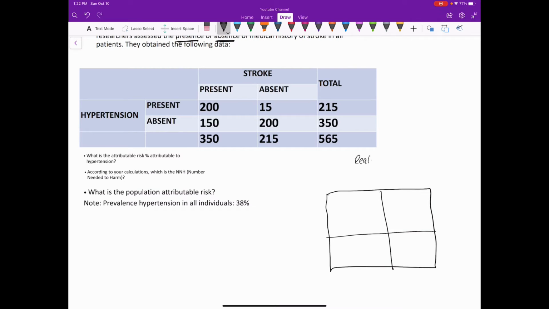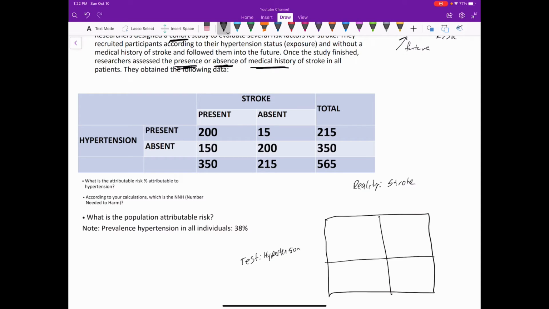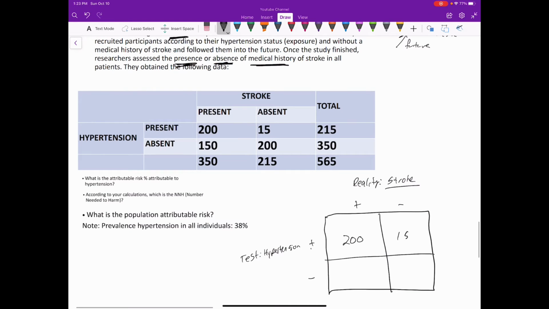So reality up top, what was the reality? A stroke. So we know we have a stroke. And the test, well, what's the test? Hypertension, they say, present or absent. Well, once they finished, the researchers assessed the presence or absence of a medical history. Oh, so the test is whether they had a medical history or not. And up here, we know it's stroke or non-stroke. Now, if they got tested or if they didn't, if they had a stroke or if they didn't. Well, let's just plug in the values they gave us. Let's not get too confused.